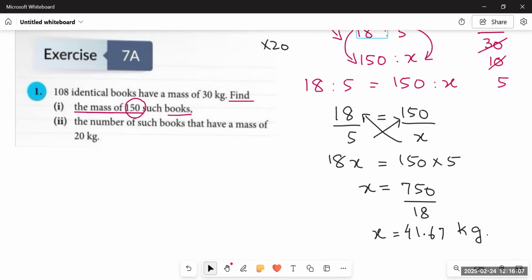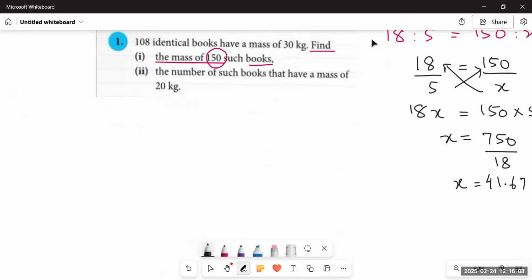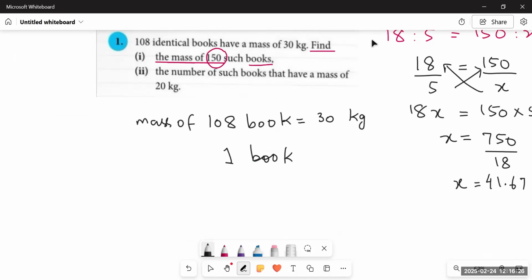You see? One more thing, students, we can cross-check whether we have found the correct answer or not. If you remember, students, we can use the unitary method. That is, 108 books is equal to 30 kgs. It means the mass of one book would be 30 upon 108. These are the number of units and this is the quantity, right? So 30 divided by 108.